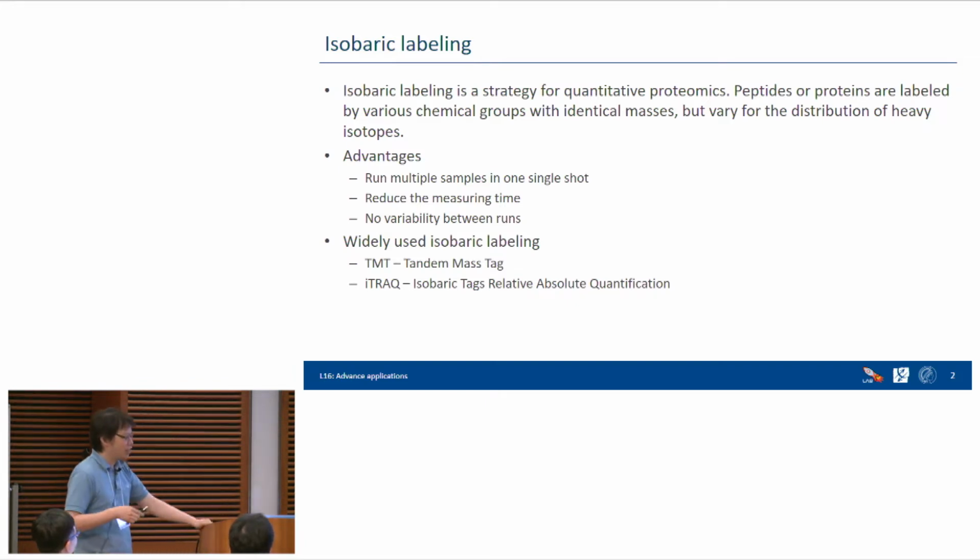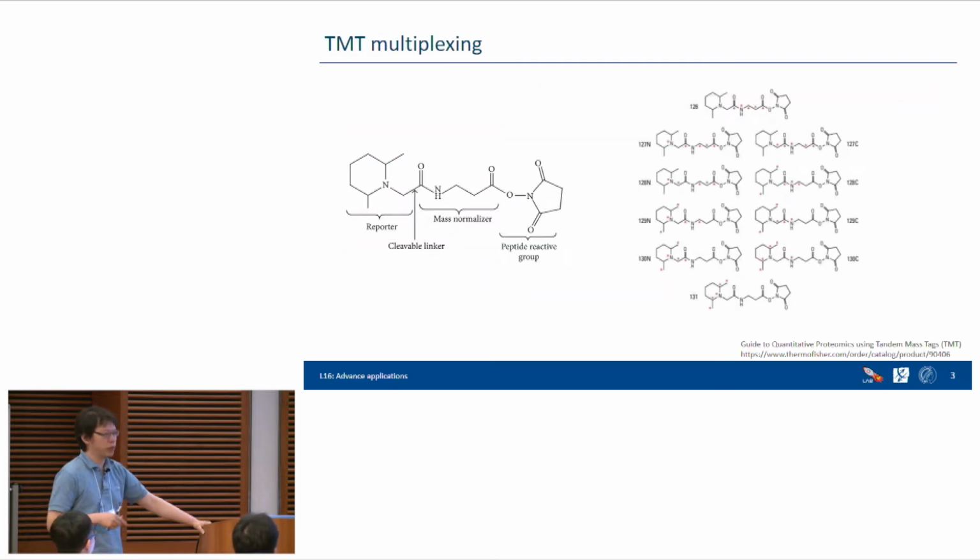Okay, what is isobaric labeling? Basically, isobaric labeling is a strategy for quantitative proteomics. Peptides or proteins are labeled by various chemical groups, but they have the same identical mass, differing in the distribution of heavy isotopes. So we can use this to identify multiple samples. The advantage of TMT labeling is that we can identify multiple samples at once and also reduce the measuring time.